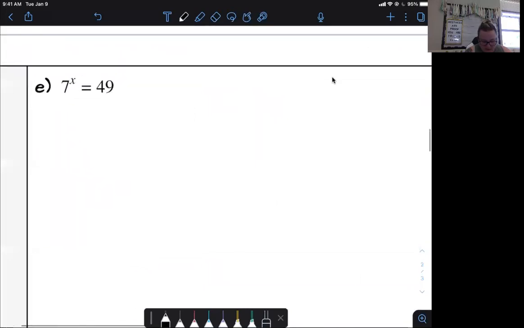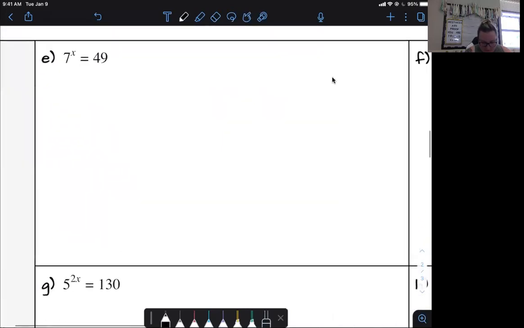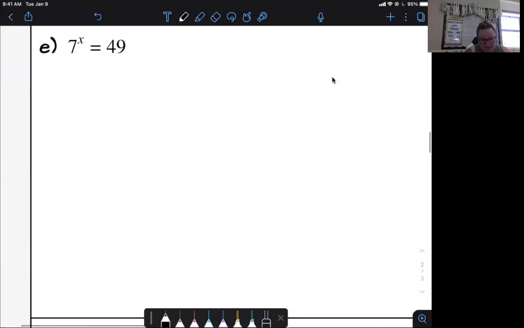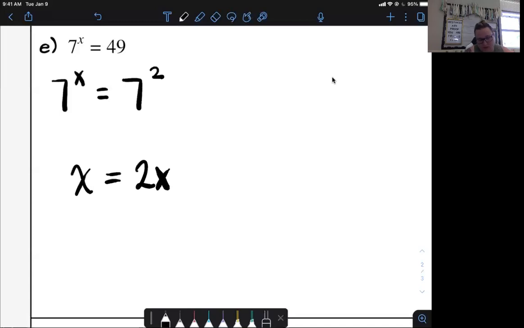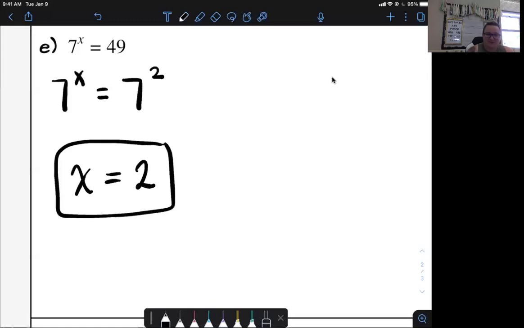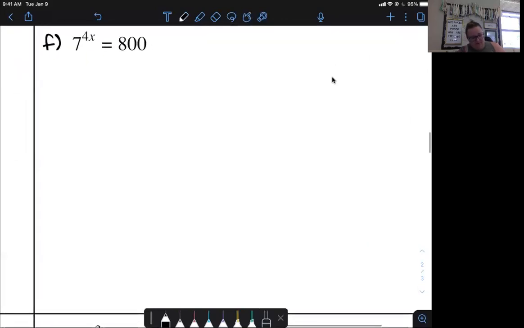Now let's look at part E. So for part E, 7 to the x equals 49. For some reason, I thought these weren't going to be able to be rewritten as powers of the same base, but they totally can. Because what's 49 as a power of 7? 7 to the 2nd, which means x would be equal to 2. I just messed up with these problems. Fun times. All right, so part F, 7 to the 4x is equal to 800.